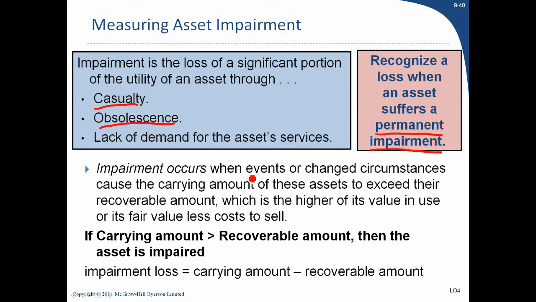When events or changed circumstances cause the carrying amount, which we know, of these assets to exceed their recoverable amount. And the recoverable amount is defined as the higher of its value in use or fair value less cost to sell. So this is highly technical. I don't expect you guys to memorize all this. If the carrying amount is greater than the recoverable amount, the asset is impaired. What does that mean?